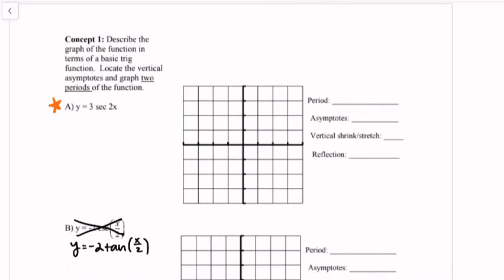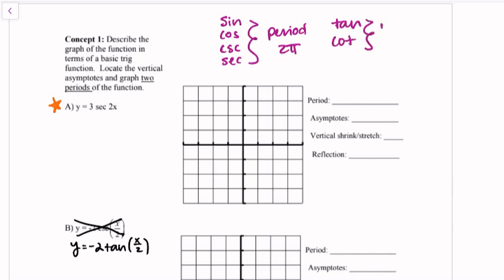So for instance, when we're talking about sine, cosine, cosecant, and secant, all of those are going to have a period of 2 pi, okay, and that should be pretty normal to us. When we are talking about tangent and cotangent, those are a little bit different, and those periods are going to be just pi. We'll get to that in a second. I actually got a little bit ahead of myself, but make sure that you go ahead and write this down because that'll be helpful for later on.